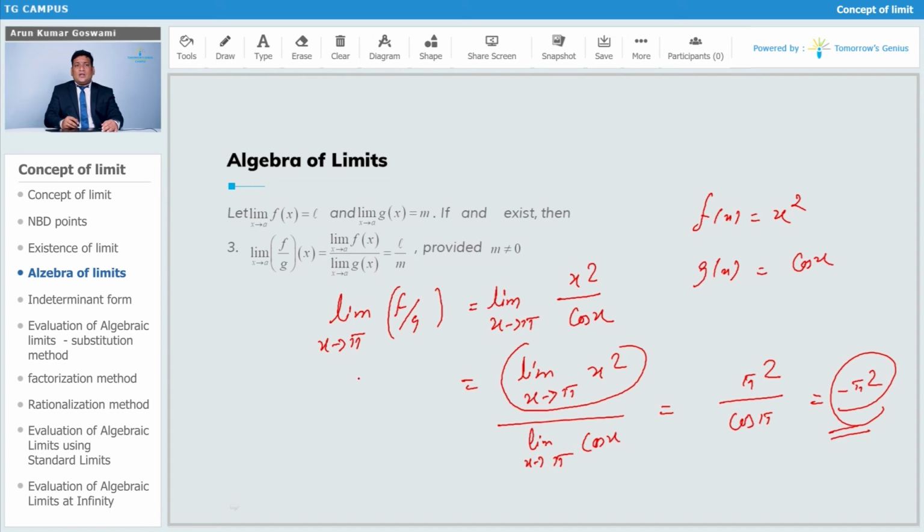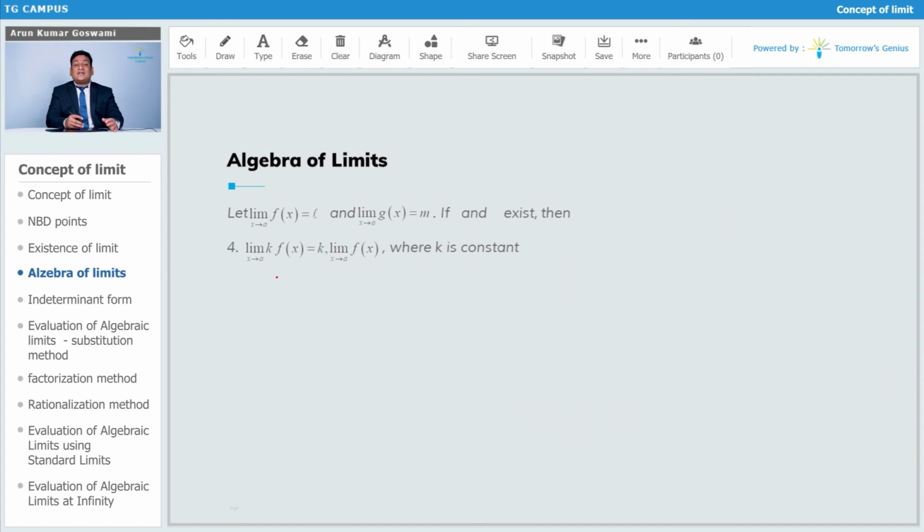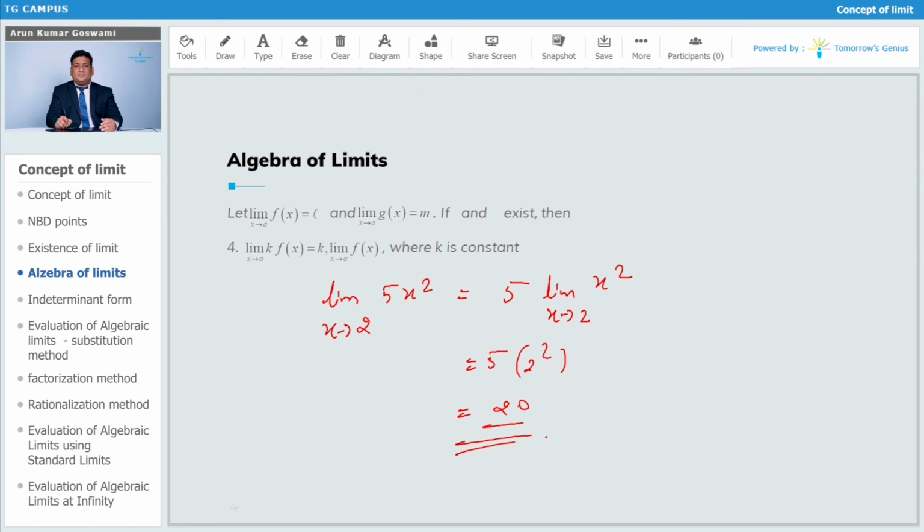Clear? Now, next, one more: scalar multiple. What is the meaning of scalar multiple? It means multiplying any number with the limit, or when there already exists a multiplication by a number. Like limit x tends to 2 of 5x square. Here I can simply write 5 and limit x tends to 2 of x square. Now I can directly apply the limit: 5 times 2 square, so 20. Finish. Like that we have to do it for all the algebraic functions.